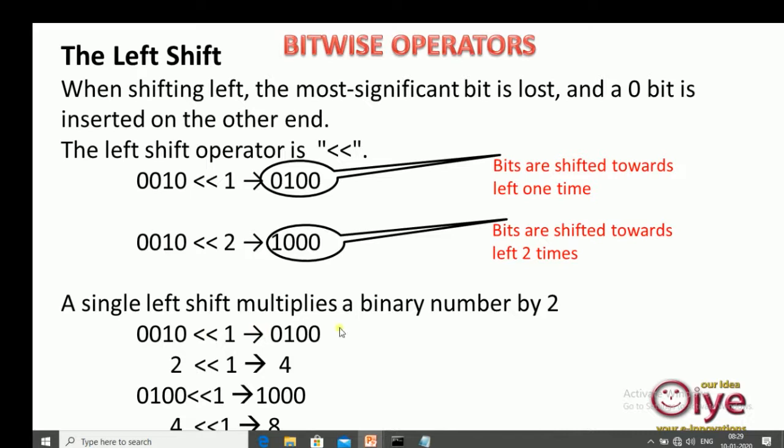A single left shift multiplies a binary number by 2. That means if you take 2 left shift by 1, then it will be 4, 2 raised to 2. 2 raised to 3 may be 8. So again it continues. Again if you take 2 left shift 3, then the result may be 16, that may be 2 raised to 4. So in this way it continues. A single left shift multiplies a binary number by 2.